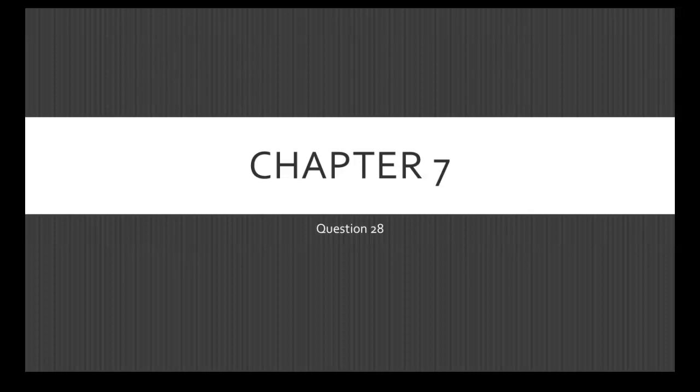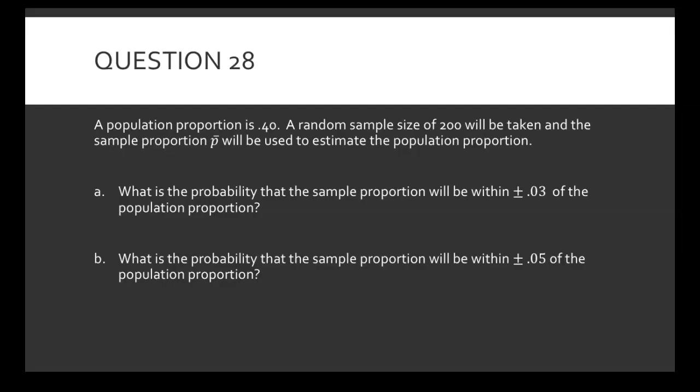It's time to take a look at question 28 from chapter 7. So the question says a population proportion is 0.40, a random sample of size 200 will be taken, and the sample proportion, which we're going to call p bar, will be used to estimate the population proportion. So we have two questions here in question number 28.